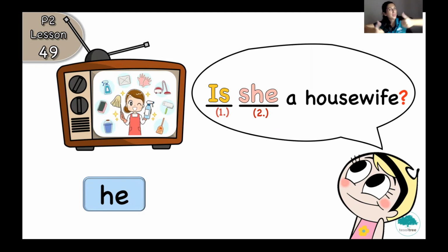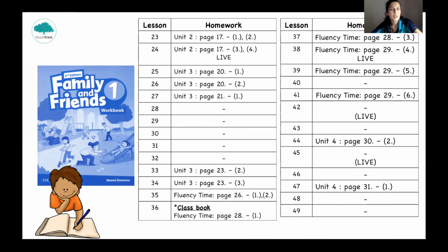Good job, P2. Thank you so much. We will practice this topic in our next lessons. Now I want you to look through these slides and check your homeworks. So you can see all your homeworks here. And please finish your homework if you haven't done it.